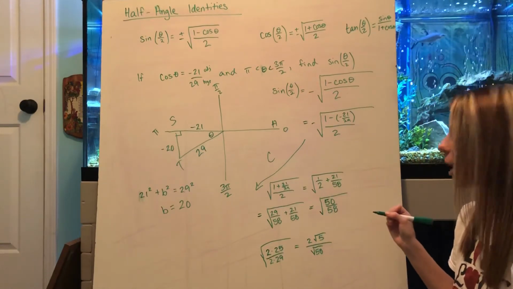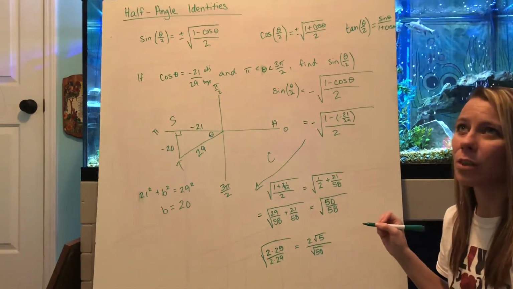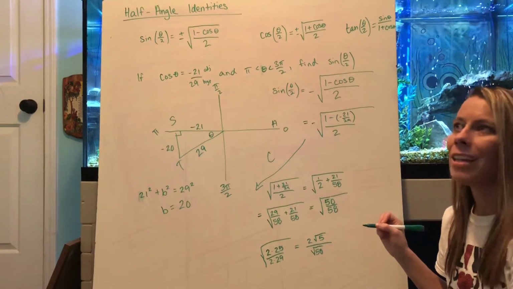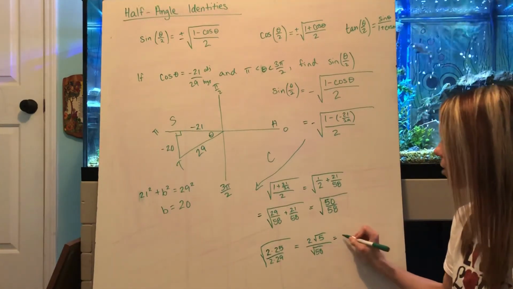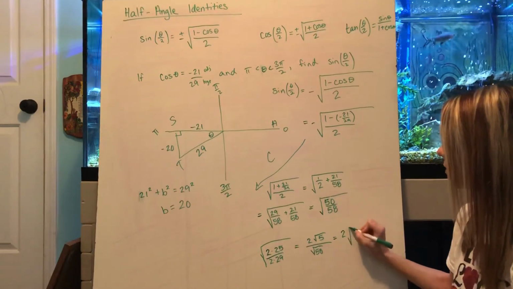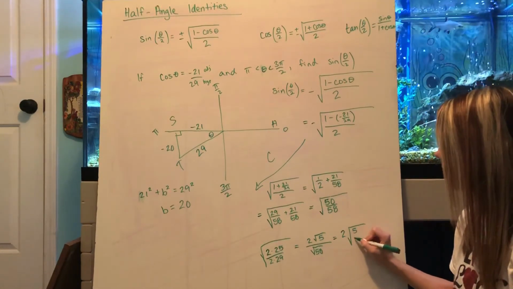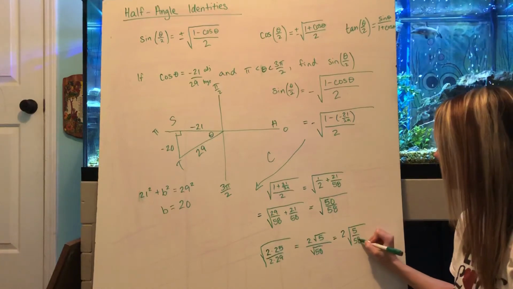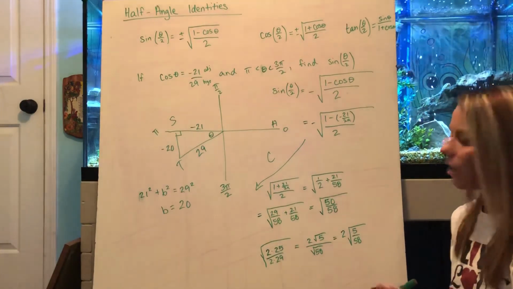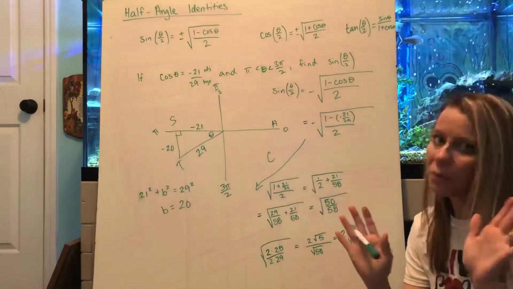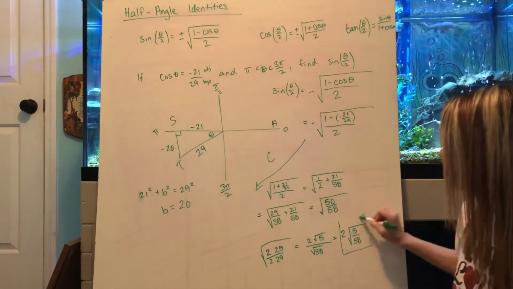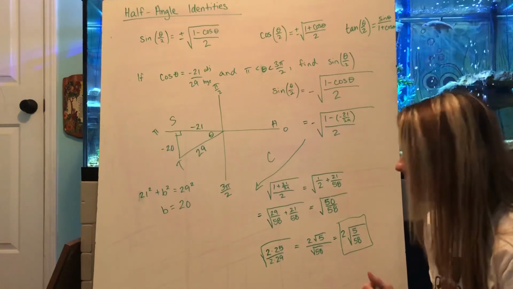And if you want to rationalize it, you can, but as you get closer to being in calculus you don't really rationalize things. So I'm okay if you just leave it like 2 square root of 5 over root 58. If you want to multiply by the square root of 58 over the square root of 58, go for it, but I'm good with this. All right.